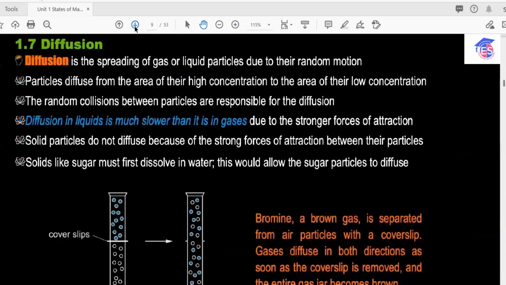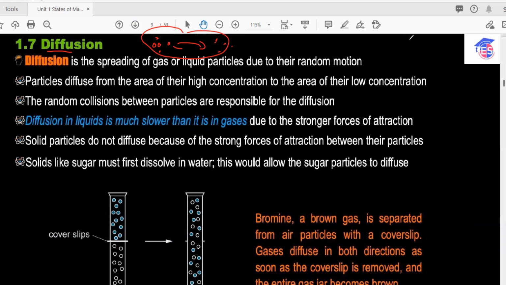Okay. After that, you have diffusion. What is diffusion? As we discussed, diffusion means two different substances mix with each other. This process is known as diffusion.